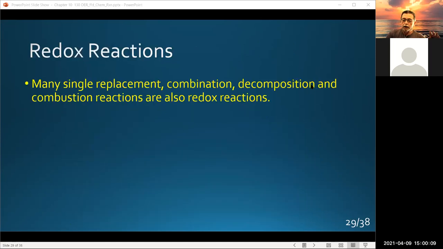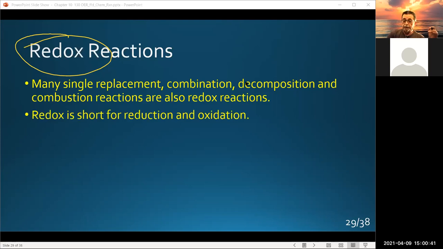Okay. All right. Which brings us to this term, what we call redox reaction. Redox reaction is a general term given to a lot of these reactions we talked about, because many single replacement reactions, many combination reactions, decomposition, combustion reactions are also classified under the umbrella of a redox reaction. And the term comes from oxidation and reduction. It's a combination of the terms, shorthand for reduction and oxidation.